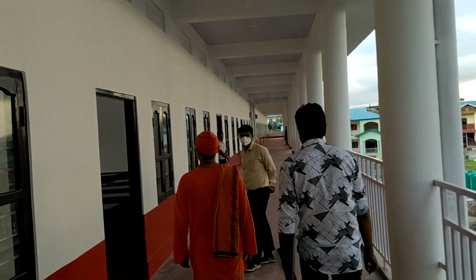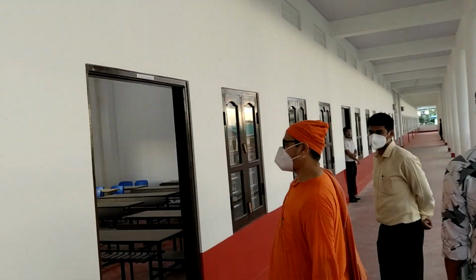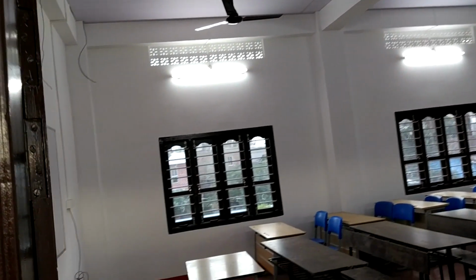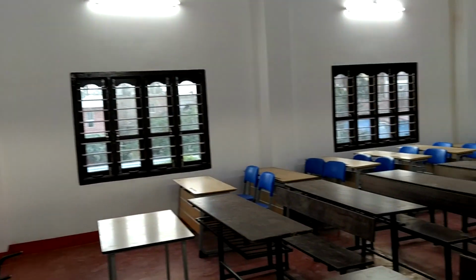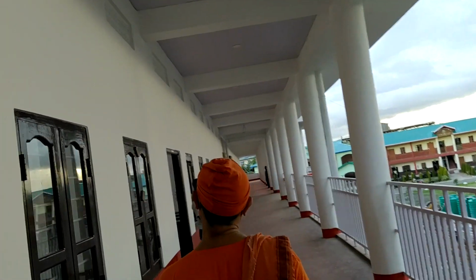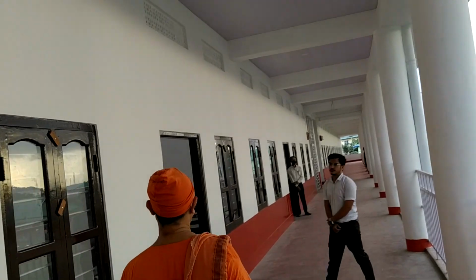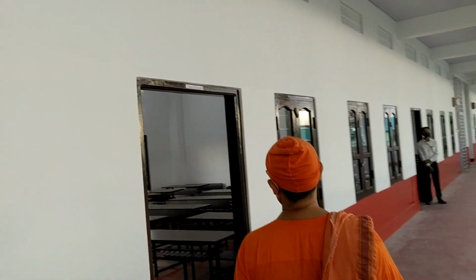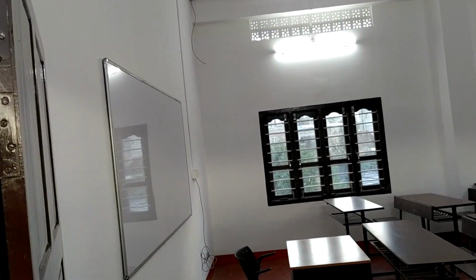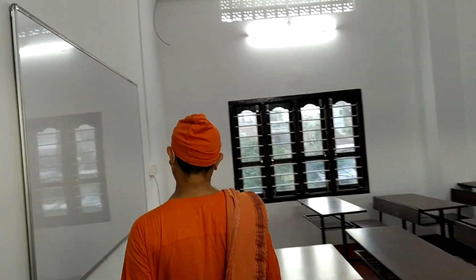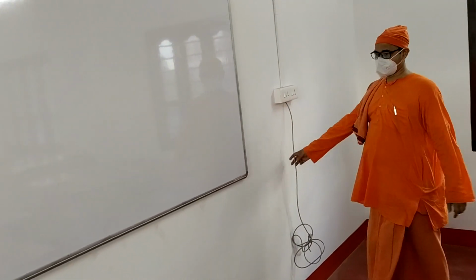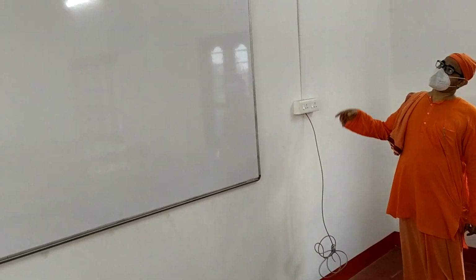Class 9A, 9 block, 9A section. This is 9B. And in each classroom there is a line for the projector. Also an internet connection is there.